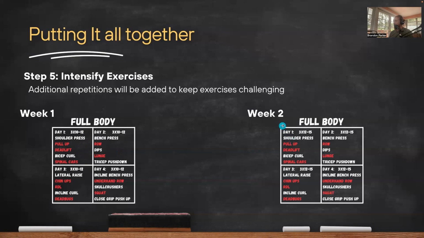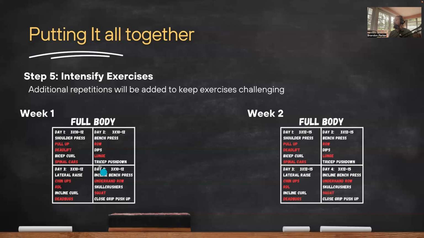Transitioning over to week two, it's the same routine. And what I decided in this example is instead of increasing the weight, we're actually going to increase the amount of repetitions. So instead of it being 10 to 12, we're going to be doing 12 to 15. So that's just one way of progressing.